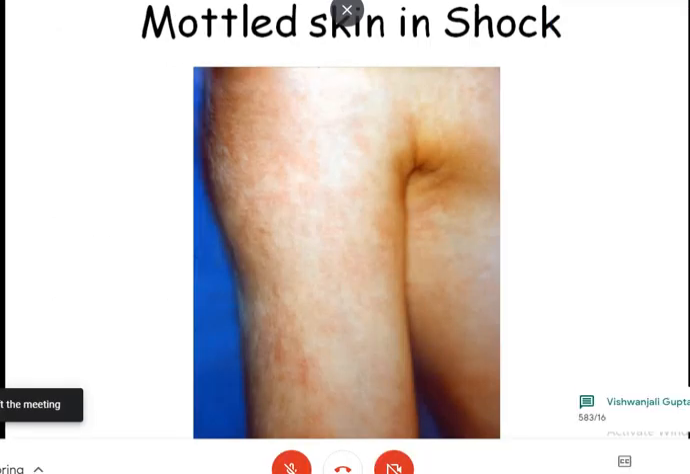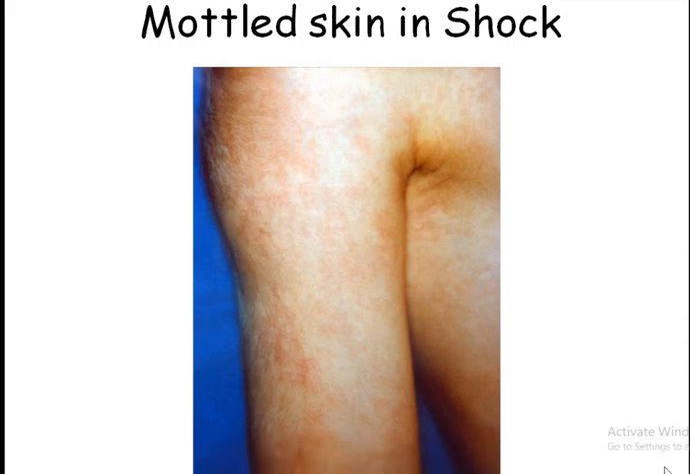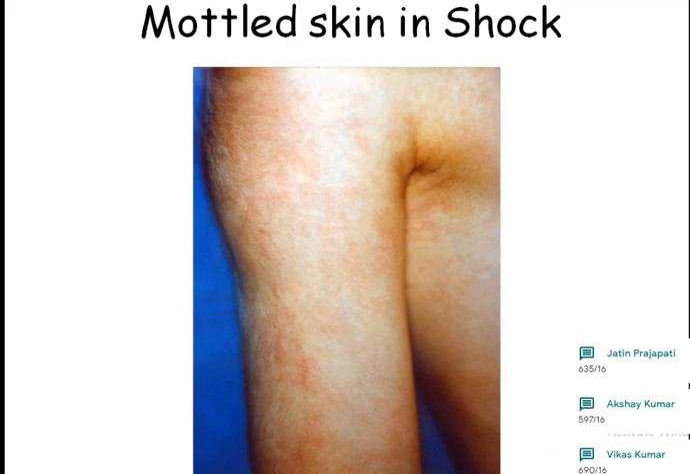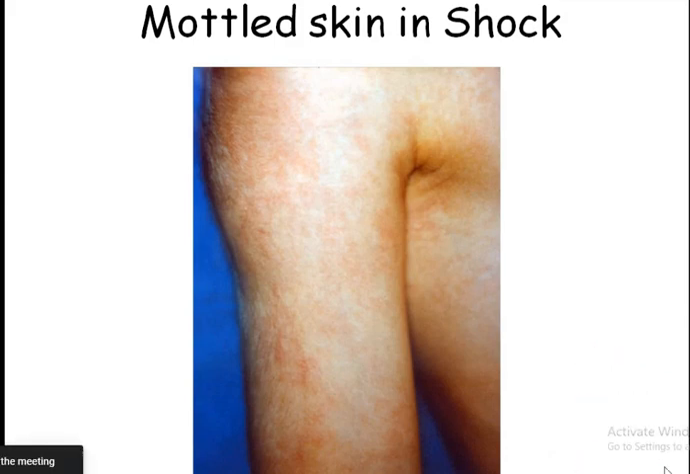So these are the basic non-invasive parameters through which we can assess the hemodynamic status at the very first presentation of the patient. Here you can see this mottled appearance, these hemorrhagic dark spots, reddish purple spots all over the body. This is the typical picture of mottled skin seen in shock patients, septic shock patients in the ICU.